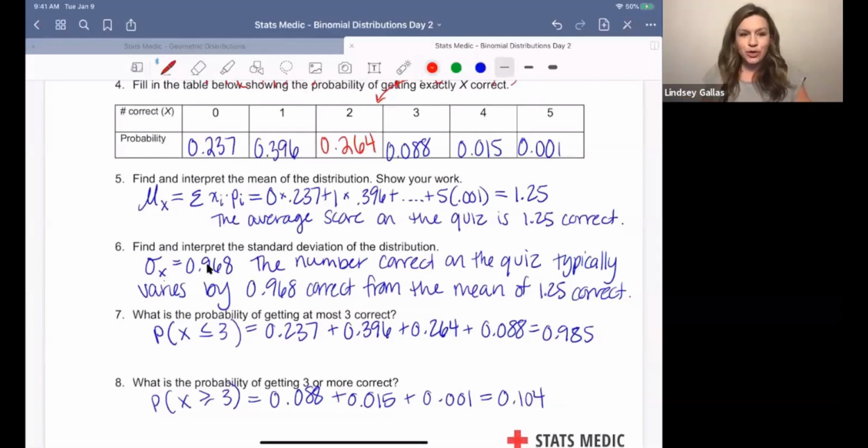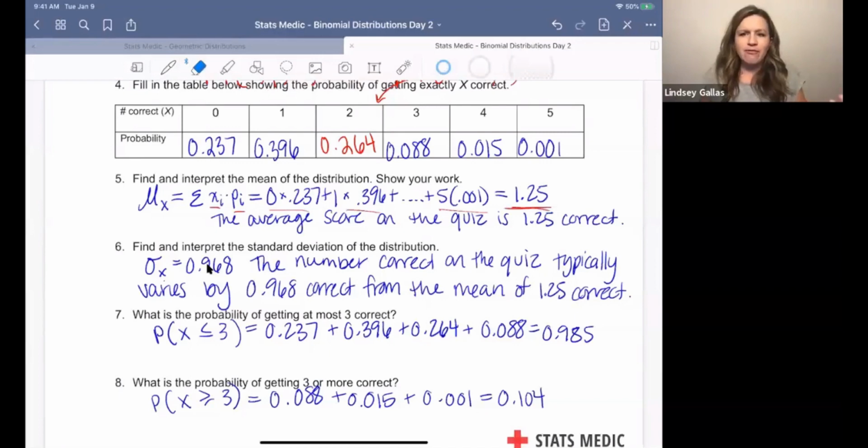All right, so let's go through your answers. So on number 5, we've talked about in previous days that when you're trying to find the mean of a random variable, we take each value of X, multiply it by its probability, and then add them all up. So that's what I'm showing here. I've got just the first couple and then dot, dot, dot, and get to the end, and I get 1.25. So I want to talk about that 1.25.